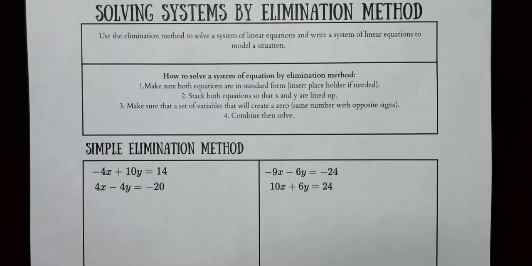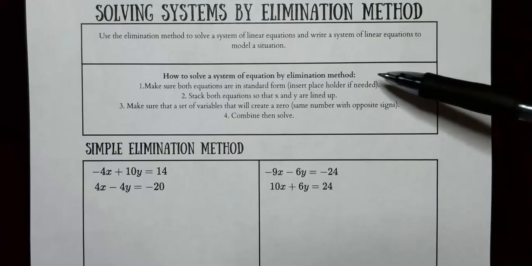One of the things that we need to do in order for us to be able to use the elimination method is to be able to create a zero. The only way we can create a zero by adding and subtracting is to make sure that the numbers we're combining are the same but have different signs. An example would be a positive 2 and a negative 2. If I combine those two numbers, it will create a 0. A positive 6 and a negative 6 would create a 0.